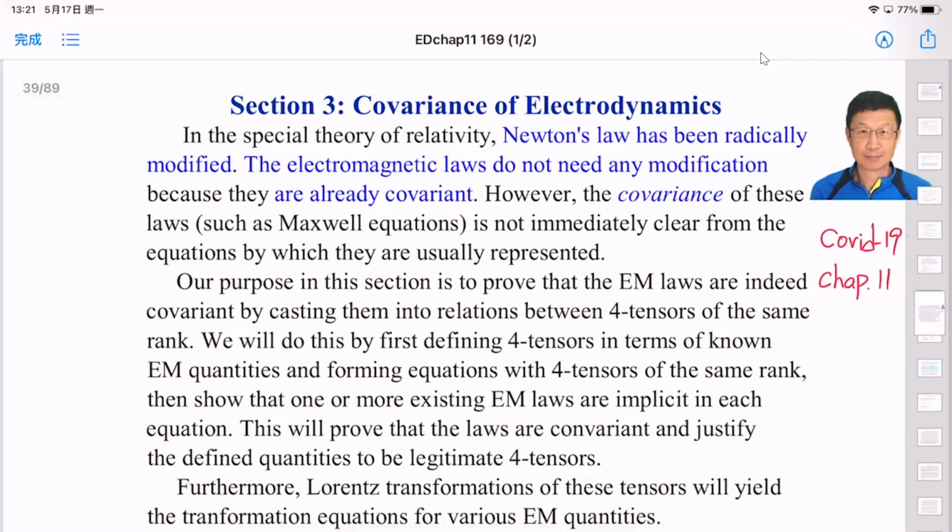Today's course is electrodynamics. I will continue our study with section 3, covariance of electrodynamics. That means the electrodynamic equations will be invariant in form.